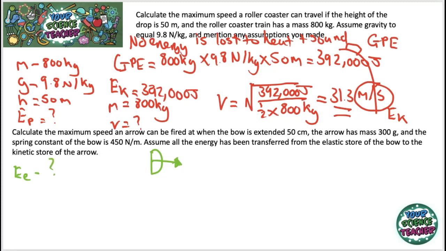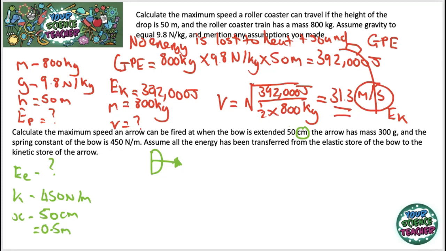This is my question mark. And I need to know the spring constant, which is 450 newtons per meter. And I also need to know the extension, which in this example is 50 centimeters. Now, this has given me in centimeters, and this is something where it will try and confuse you. So what I need to do is put the centimeters into meters, because that is the unit for extension. So 50 centimeters equals 0.5 meters.